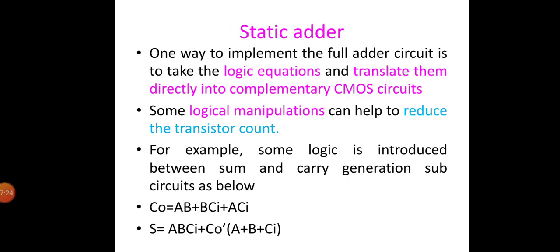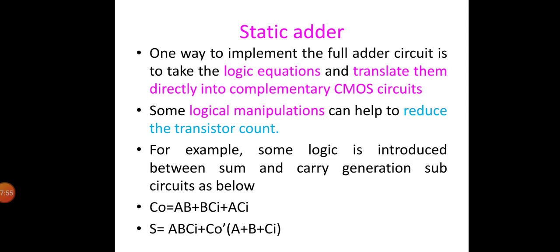And this is the structure of the static adder. That is, one way to implement the full adder circuit is to take the logical equations and translate them directly into complementary CMOS circuits. Some logic manipulations can help to reduce the transistor count. For example, some logic is introduced between the sum and carry generation subcircuits so that the circuit implementation will become easy.